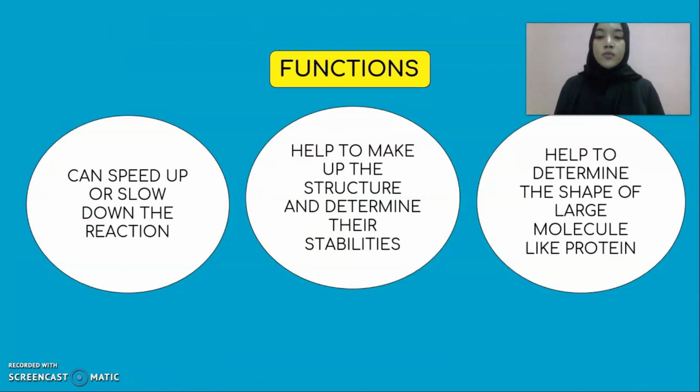Next, I will explain the functions of solvents. First, they can speed up or slow down a reaction, which means if you mix water with sugar, you can speed up the dissolution of sugar in the water. The second one is to help make up the structure and determine stabilities. And the third one is to help determine the shape of large molecules like proteins.